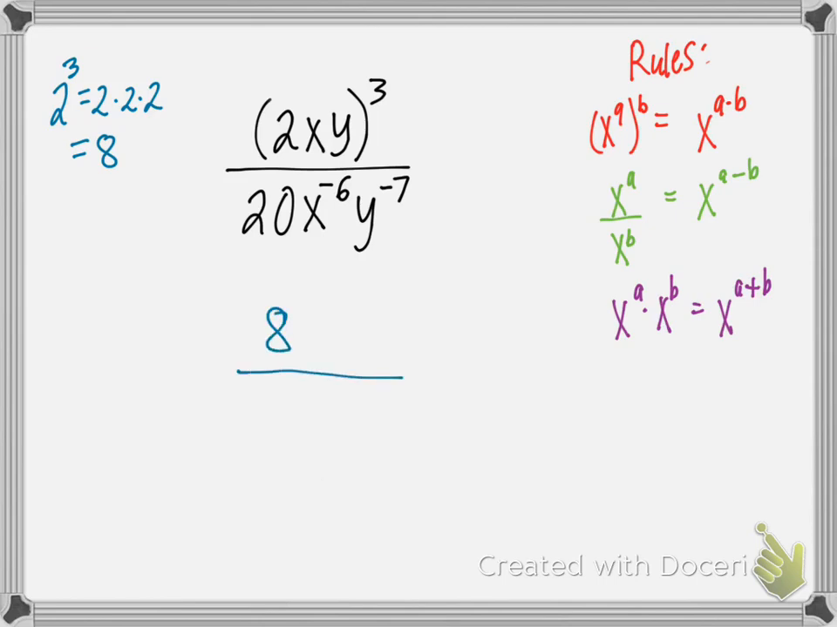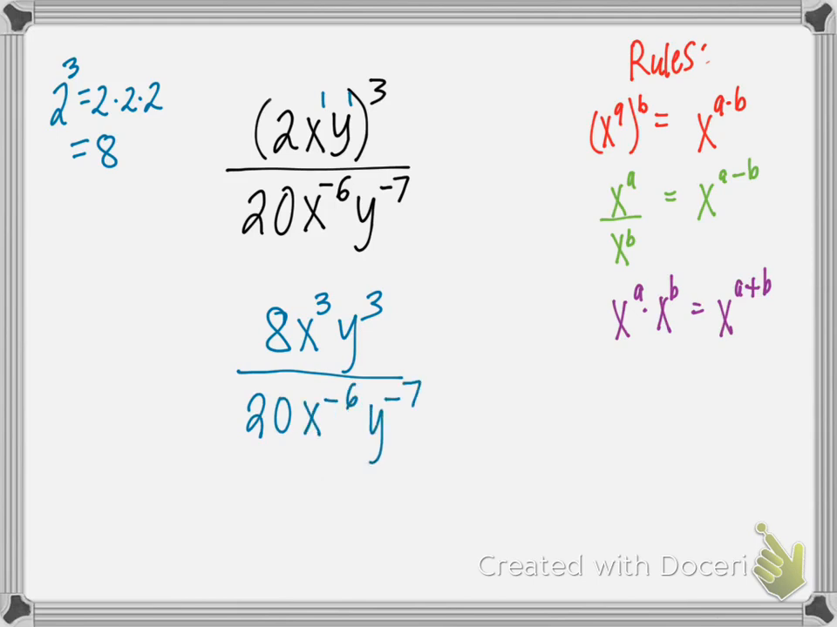And then if I have x to the first raised to the third power, what you're looking at is this rule that says if you have a power raised to a power, you multiply the exponents. So 1 times 3 is 3. Same thing for y to the first raised to the third. If I multiply those, I get 3. And I'm just going to write my denominator exactly the same.